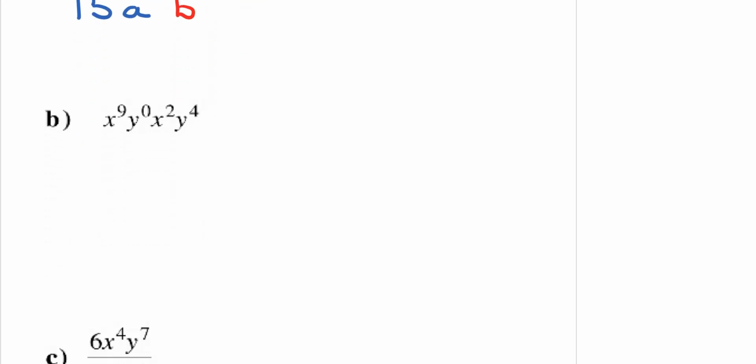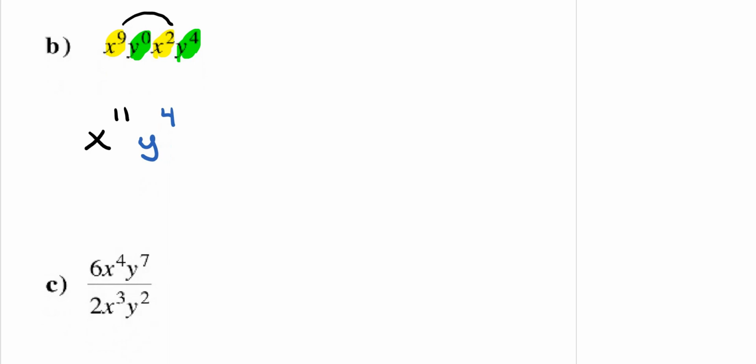Okay, let's continue here. I noticed that I have x to the 9 and x to the 2. So we're just adding those two powers there, right? So 9 plus 2 is going to be 11. And then we have y to the 0 and y to the 4, and we just simply add the powers as well. So 0 plus 4 is going to be 4. So final answer there is x^11 y^4.